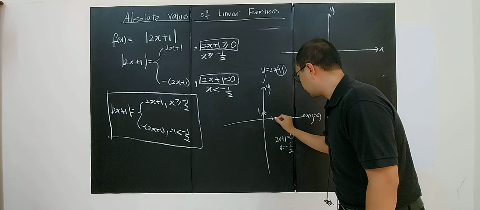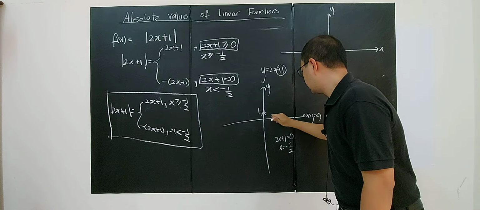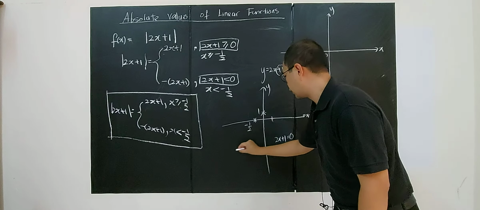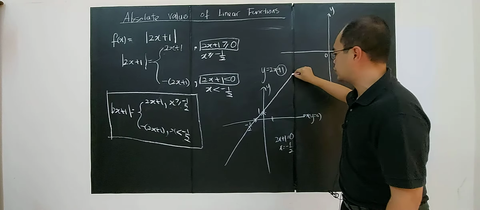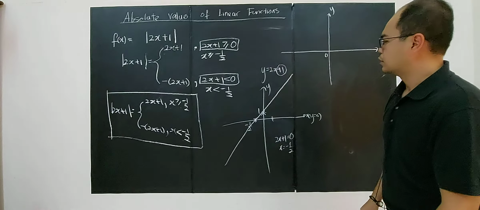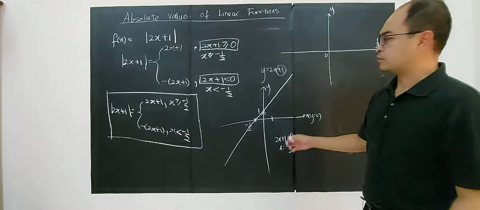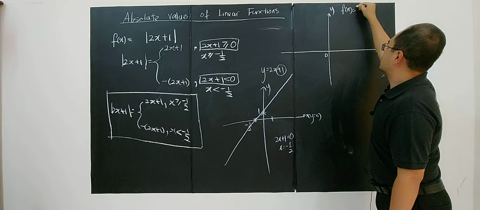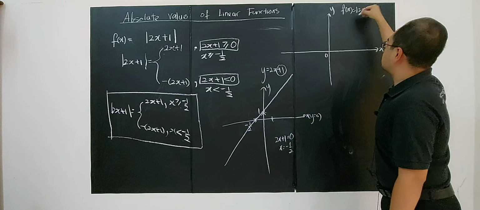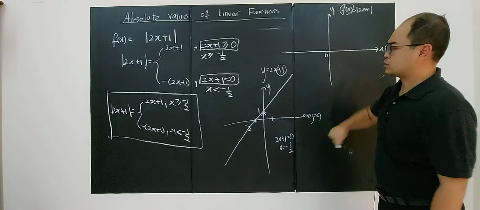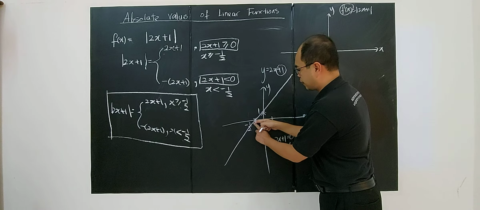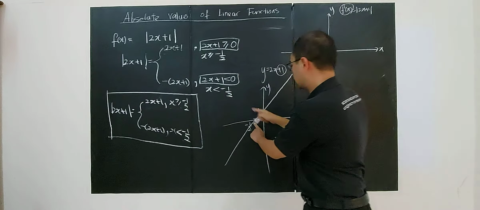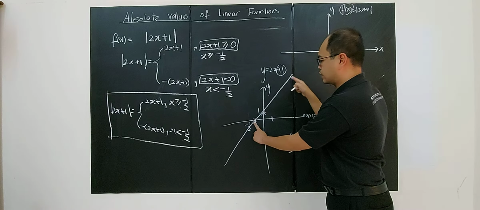So from here you have negative 1 over 2, right? When you sketch the graph, it will be a linear function. So what happens when you put a modulus? When you put a modulus, it means that the value of y is always positive, right? You see after negative 1 over 2, it will still be positive. So we do not modify this part of the graph, right?